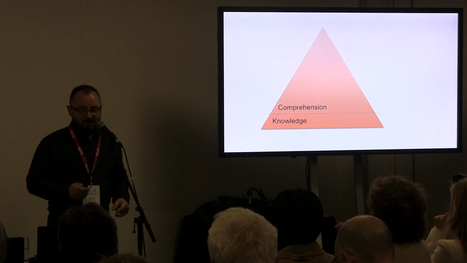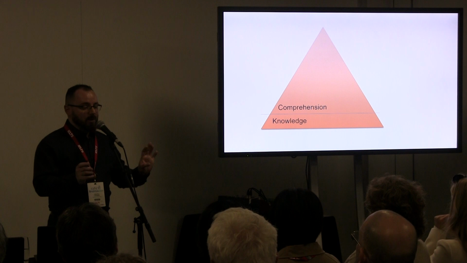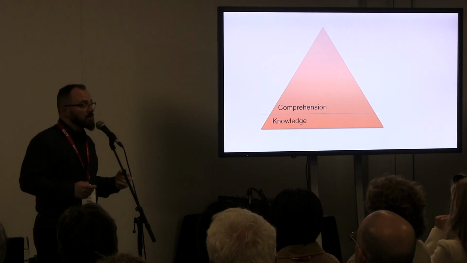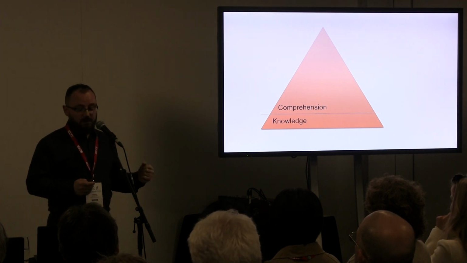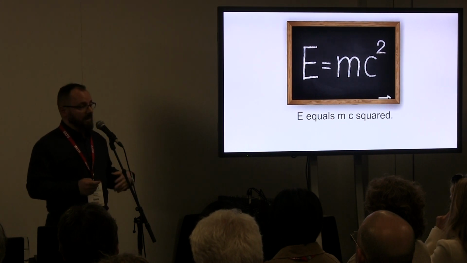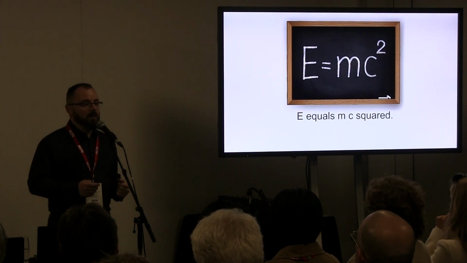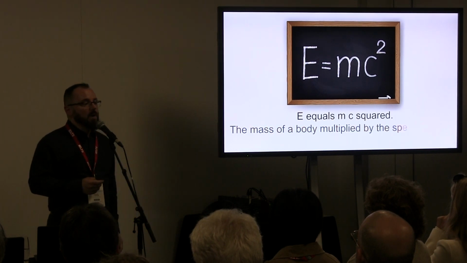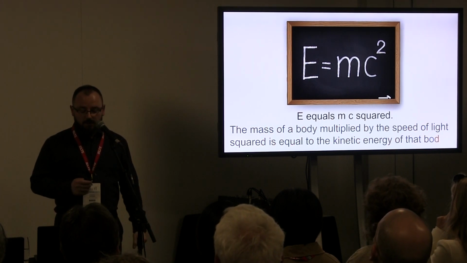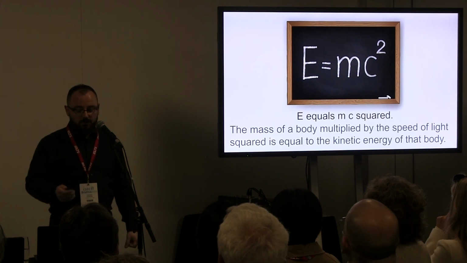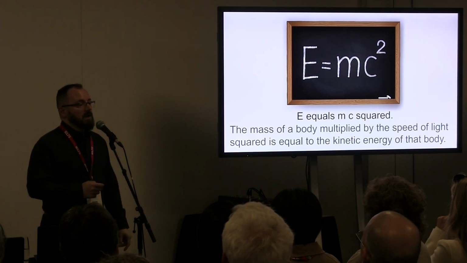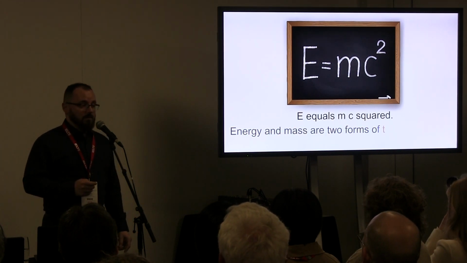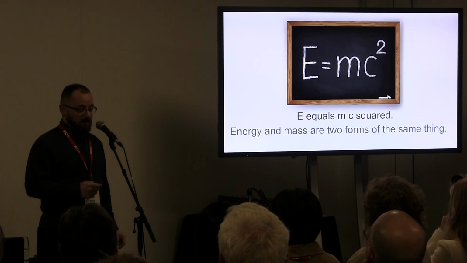I wanted to say something else here. So it's about demonstrating our understanding. Now, how do we demonstrate that we understand what we're talking about? One way to demonstrate that I have some understanding of this equation would be by paraphrasing it, right? So if I'm able to say the mass of a body multiplied by the speed of light squared is equal to the kinetic energy of that body. Or, energy and mass are two forms of the same thing.